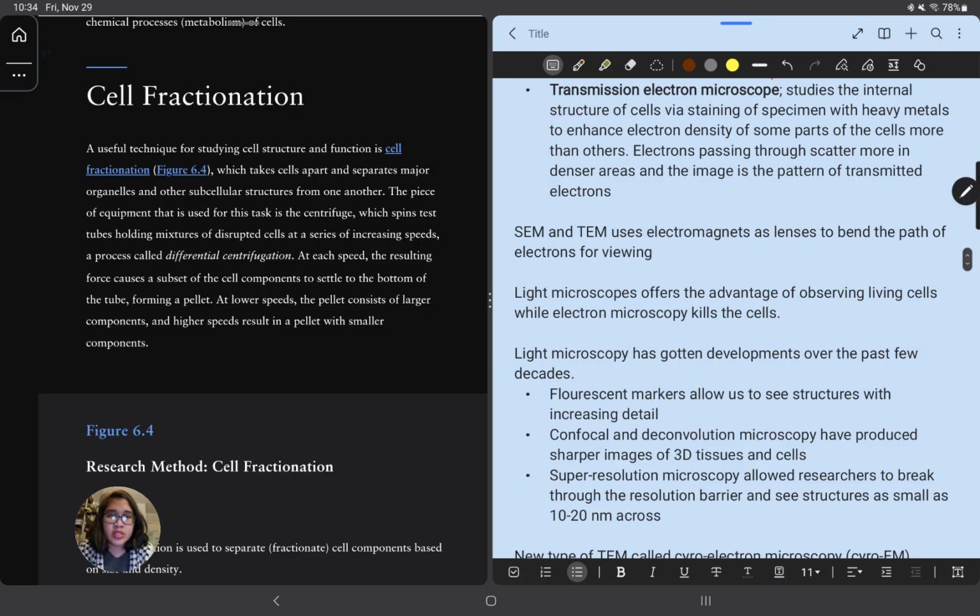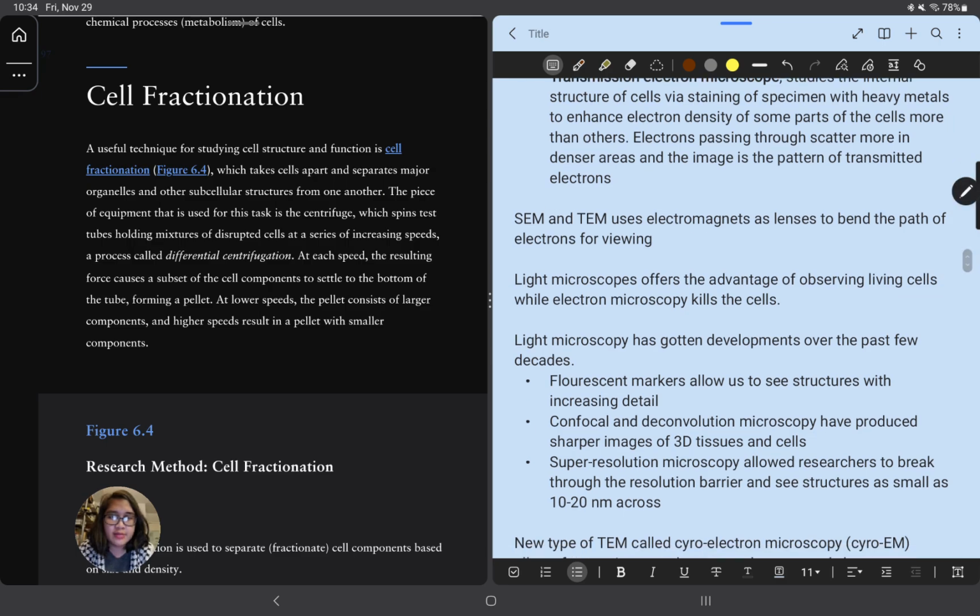Transmission electron microscope. Studies the internal structure of cells via staining of the specimen with heavy metals to enhance electron density of some parts of the cell more than others. Electrons passing through scatter more in denser areas, and the image is a pattern of transmitted electrons.